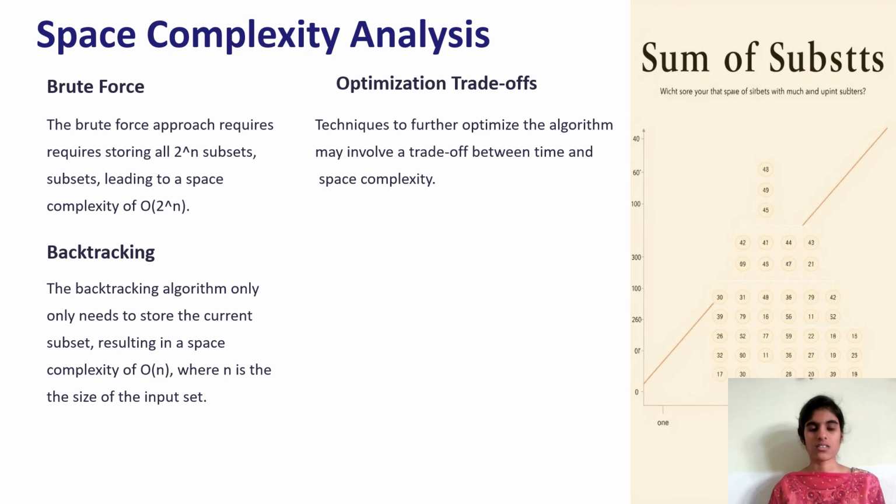Space complexity analysis. For space complexity, the brute force approach requires storing all 2 power n subsets, leading to a space complexity of big O of 2 power n. And for backtracking, the algorithm only needs to store the current subset, resulting in a space complexity of big O of n, where n is the size of the input set. Optimization trade-offs: techniques to further optimize the algorithm may involve a trade-off between time and space complexity.